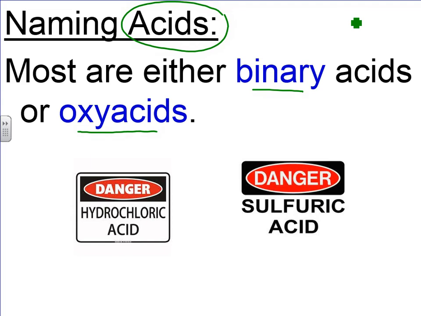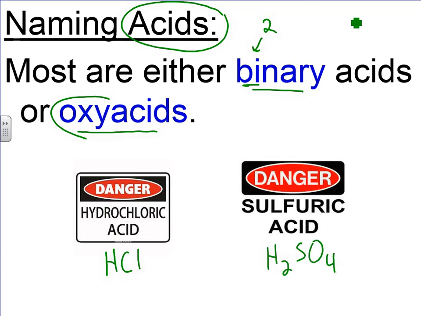And binary, the prefix bi, as you'll see, will be two, made of two elements. Oxyacids, as you'll see, will contain oxygen in them. The two most famous acids probably are hydrochloric acid, which is HCl, and sulfuric acid, which is H2SO4. One of these is binary. This is HCl. One of them is oxy. This is H2SO4.